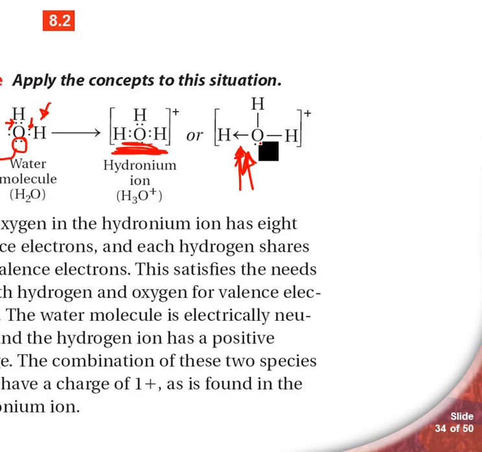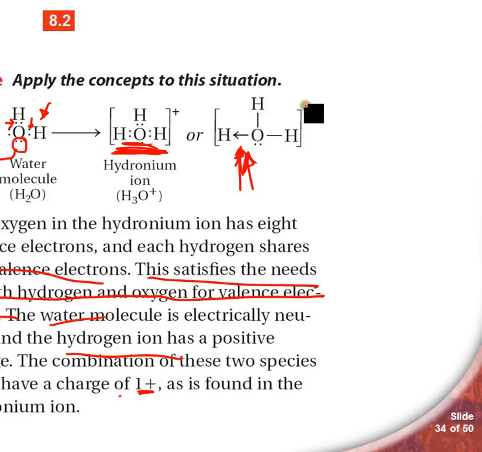The oxygen in the hydronium ion has 8 valence electrons and each hydrogen shares 2 valence electrons. This satisfies the need for both hydrogen and oxygen for valence electrons. Cool. The water molecule is electrically neutral and the hydrogen ion has a positive charge. The combination of these two species must have a charge of +1.